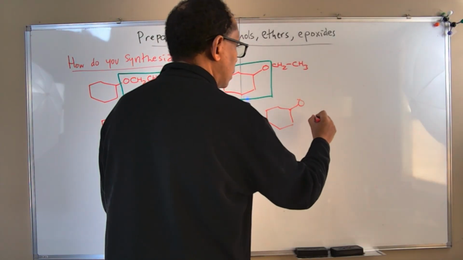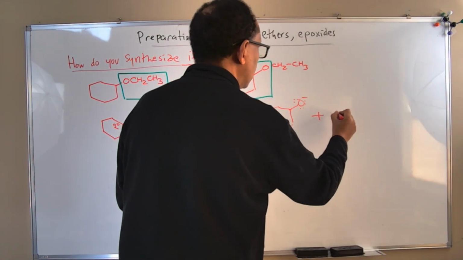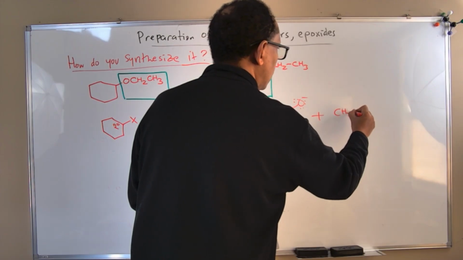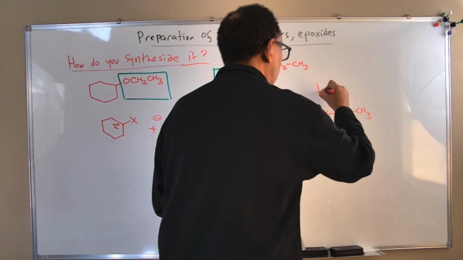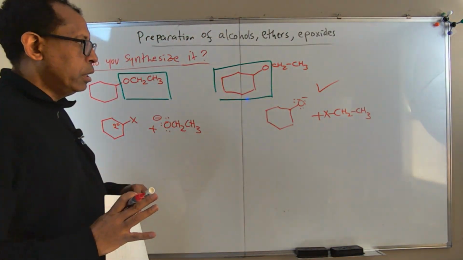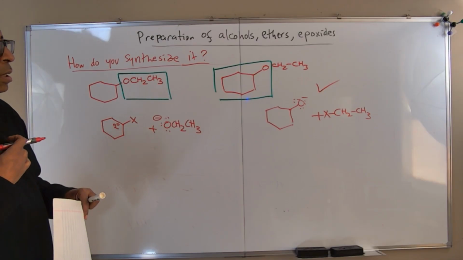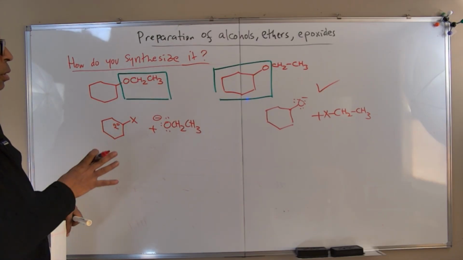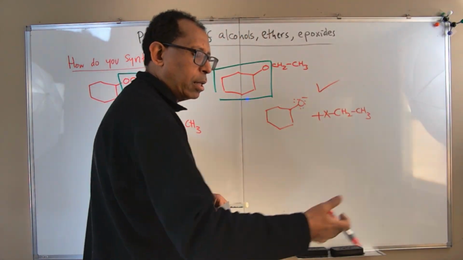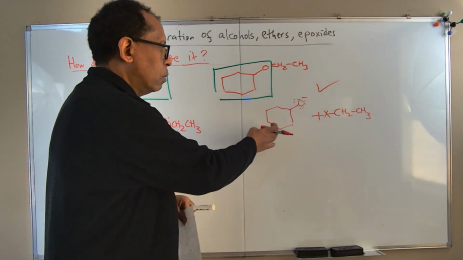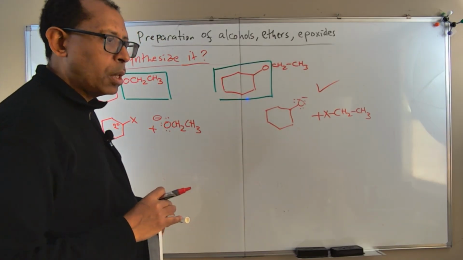O minus plus CH2CH3X. So this is a good reaction design, right? So based on Williamson ether synthesis, that is a good counterpart because I can find ethyl bromide or ethyl chloride and react it with this cyclohexane alkoxide.